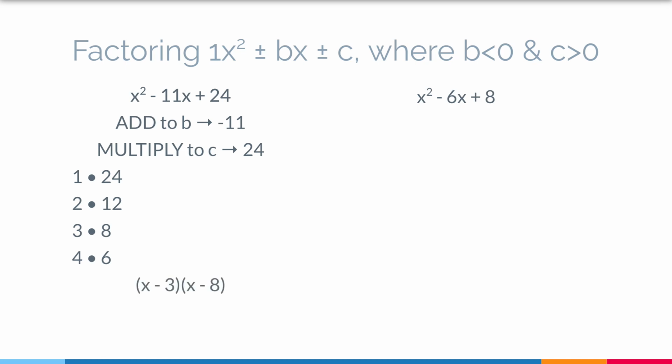Negative 3 and negative 8 give us 11. So why does this work? Well, when I multiply the negative 3 by the negative 8, if I were to redistribute, negative 3 times negative 8 is positive 24. And so you might see the pattern here.